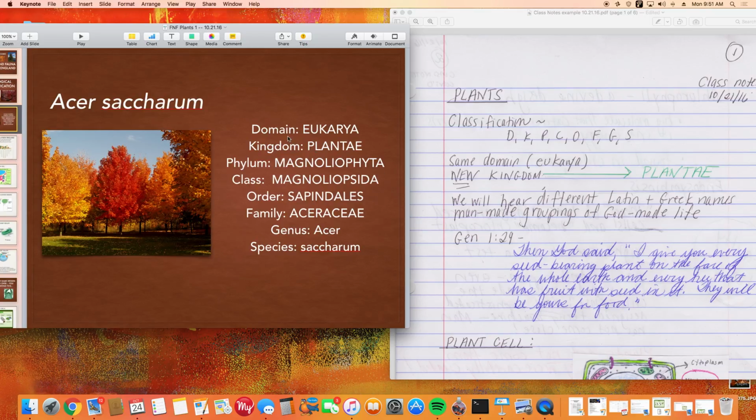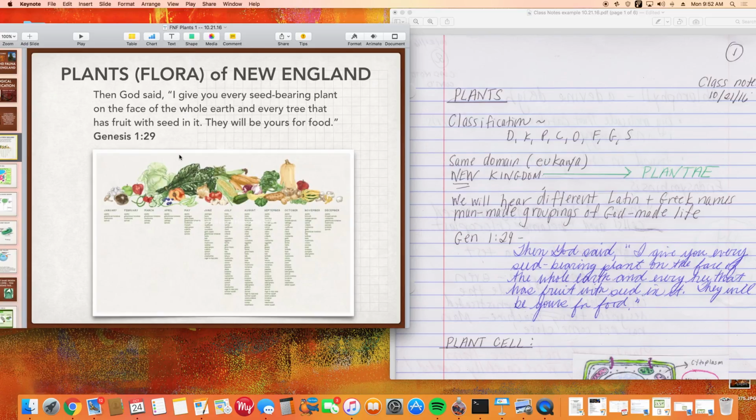So in this case, it was domain Eukarya, kingdom Plantae, phylum Magnoliophyta, class Magnoliopsida, order Sapindales, family Aceraceae, genus Acer, species saccharum. So that's just a big bunch of words that we have used to classify God's creation. Does not mean that these things evolved or are necessarily related to a common ancestor. Okay, so don't get fooled. I don't think any of you will.